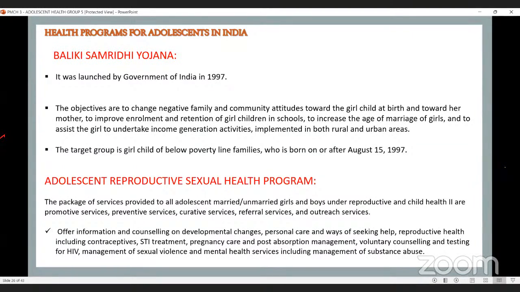The objectives are to change negative family and community attitudes towards the girl child at birth and towards her mother, to improve enrollment and retention of girl children in schools, to increase the age of marriage of girls, and to assist the girl to undertake income generation activities. And these are implemented both in rural and in urban areas.